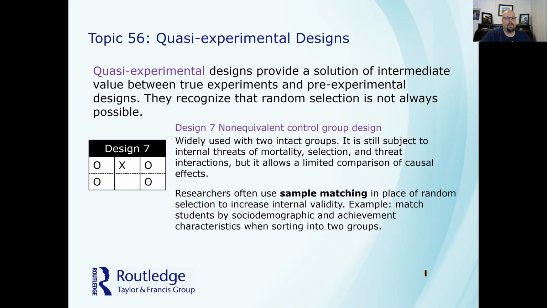Quasi-experimental groups provide an intermediate spot between pre-experiments and true experiments because they recognize that random selection is not always possible. Say you were interested in studying the impact of a home environment on children. Well, you cannot take children and randomly assign them to different homes, right? I'm not going to say, I'm going to take your child, put it in this other home, and see how that affects them. Not possible, right? It's unethical.